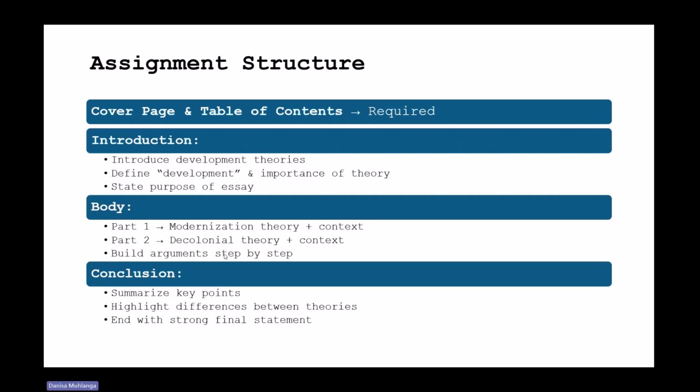And then once you're done with the body, you conclude. Since you were getting snippets of the modernization theory and snippets of the colonial theory, you were building the body. Remember when we started, we built the body of one, and then we built the body of two. We build arguments step by step.